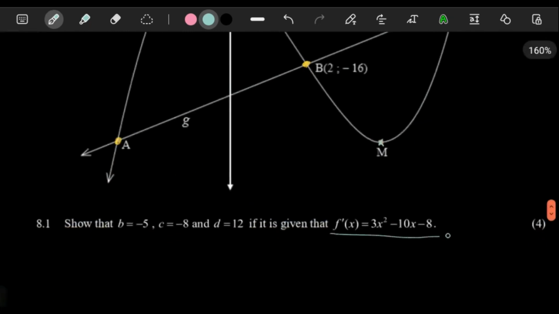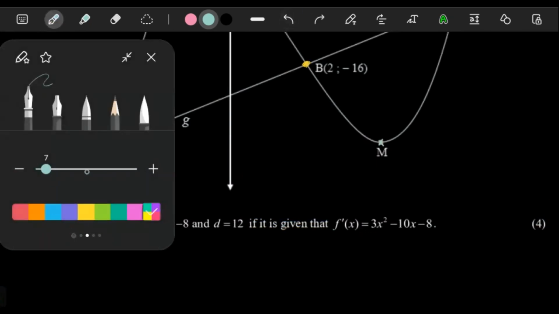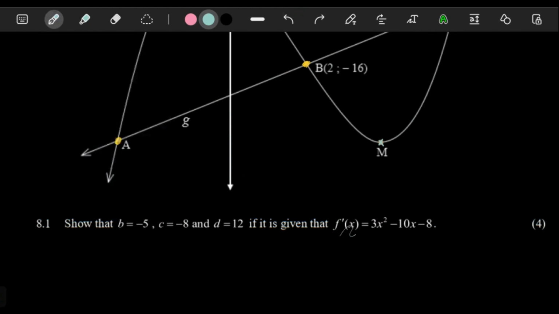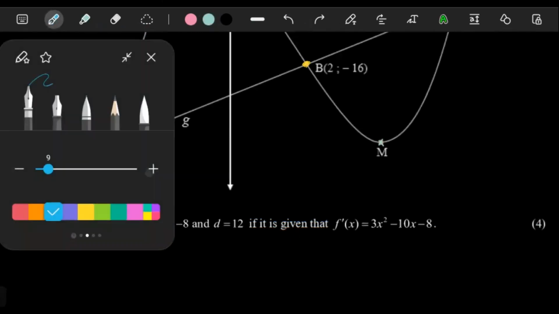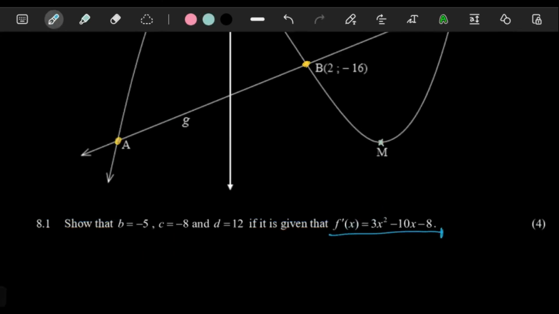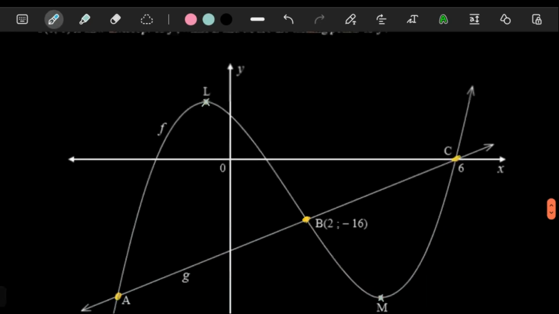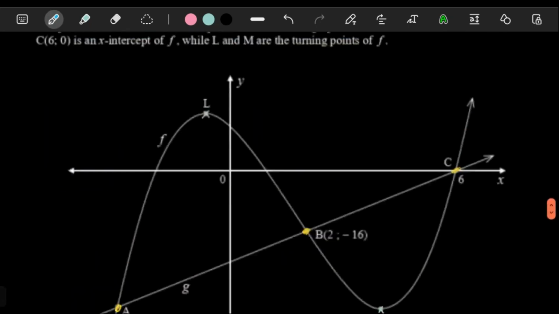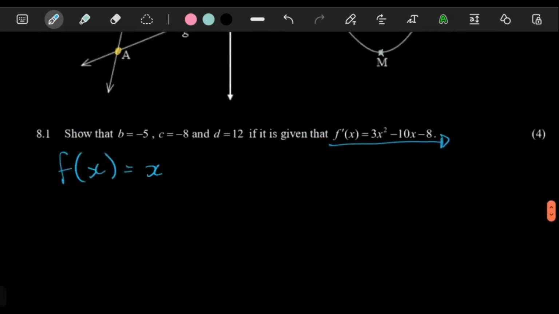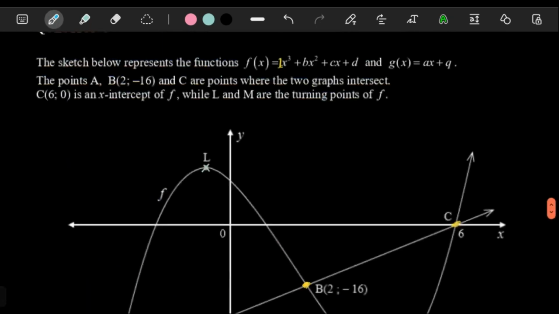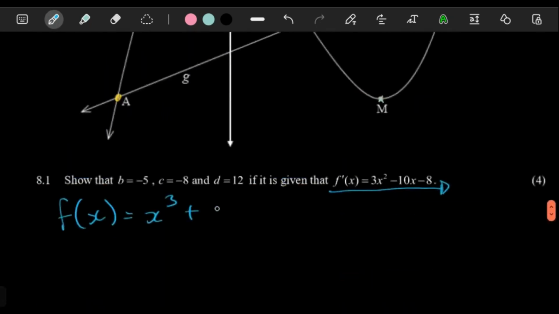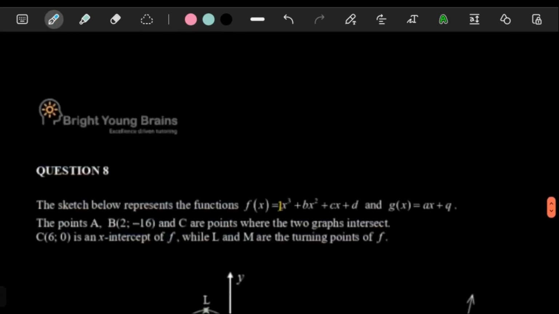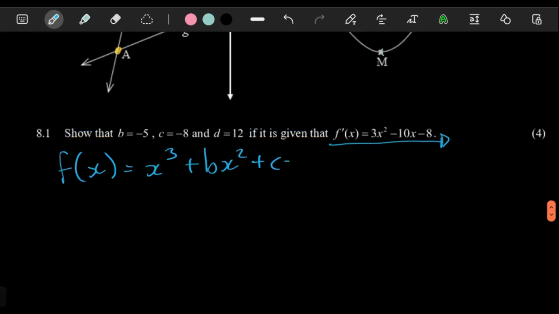So you see, the reason why they're giving you the first derivative is because they want you to make use of it. You see, they won't give you anything just for the sake of giving it. You know, they'll definitely only give you something so that you make use of it. So you can see here, the first derivative is useful because if you see what f of x is originally equal to this, x cubed plus bx squared, and then here plus cx plus d, right?